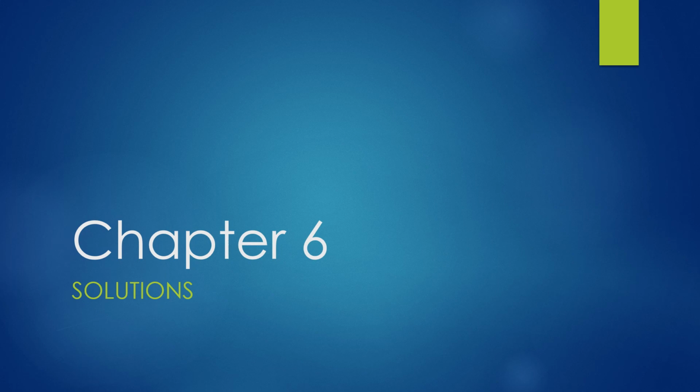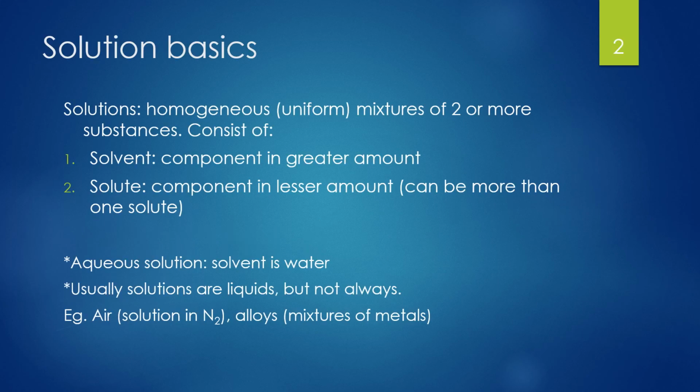So in Chapter 6, we're going to be looking at solutions. Solutions are homogeneous mixtures of two or more substances. When I use the word homogeneous, I'm talking about a uniform mixture. Everything is dissolved, it is consistent throughout. So solutions consist of two parts. They're made up of a solvent and a solute.